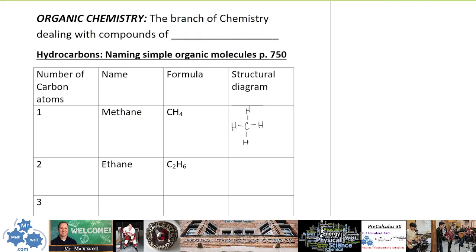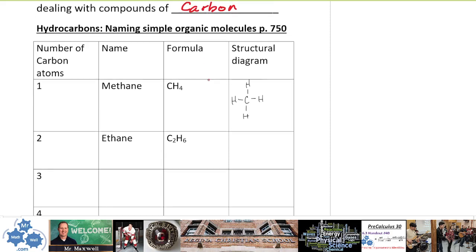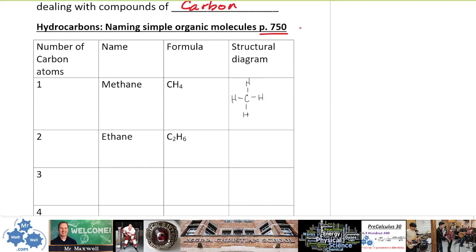Okay, organic chemistry is the branch of chemistry dealing with compounds of what? Who might know this one? Compounds of? Carbon. Carbon is correct. Okay, so molecules, compounds that are carbon-based are the primary focus here of organic chemistry. So, naming basic, simple, excuse me, organic molecules, page 750 of your Glencoe here.